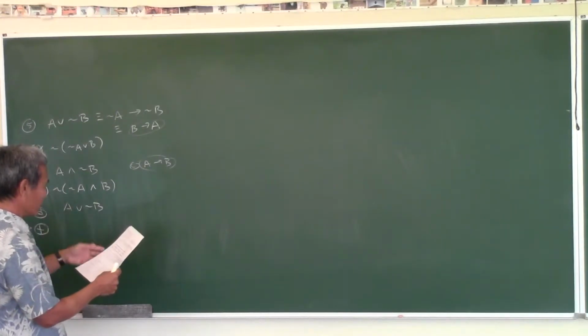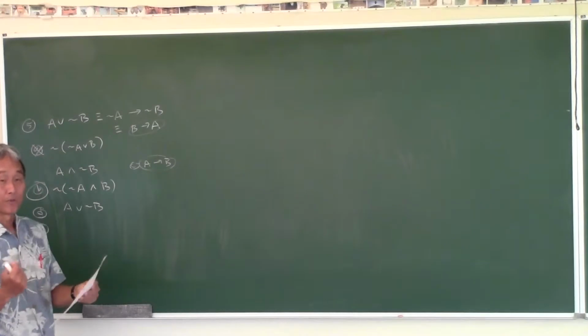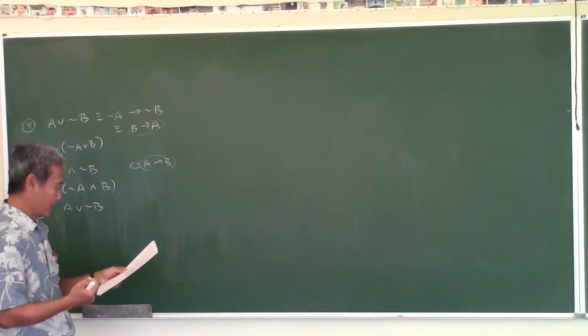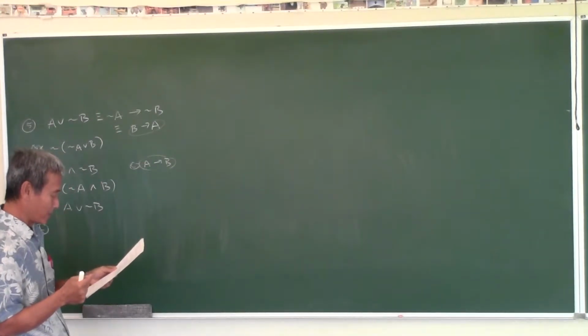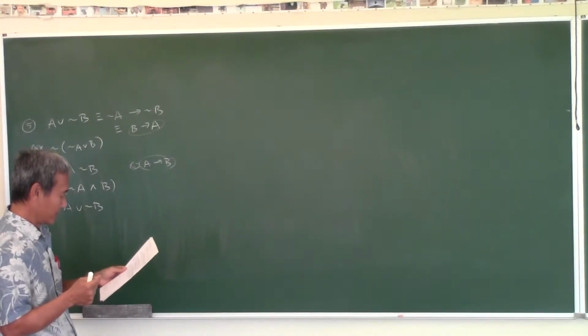Now, to do the lower level ones, G, H, I, and J, you have to know how to do truth tables. I'm going to do just one of these. I want to look at one which has a lot of the things.